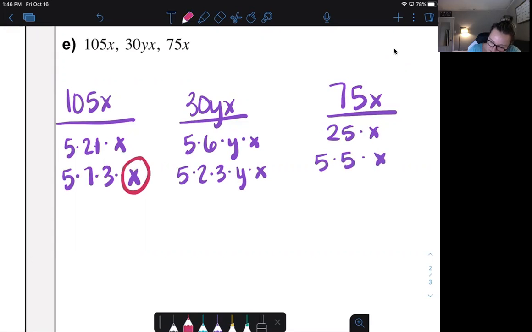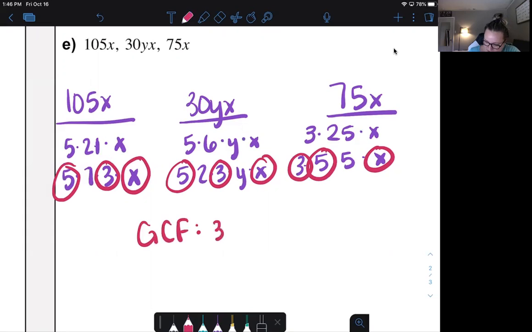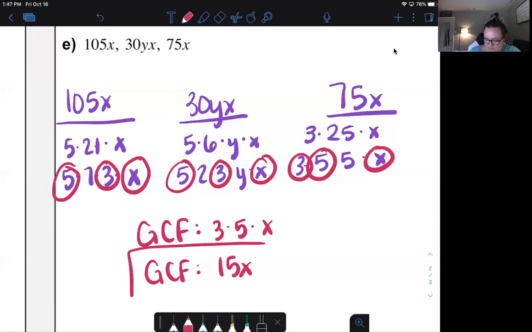So I noticed that all of these terms have an x, so I'm going to circle these x's. Each term has a 5. And that's it. These two have a 3, but 75x doesn't have a 3, so we can't use. Wait, yes, it does. 75 is 3 times 25. There's a 3 here. Oh my goodness, McGuire, you're losing your mind. Okay. So our GCF has a 3, a 5, and an x. So our GCF is 15x. There we go. All right, your turn.